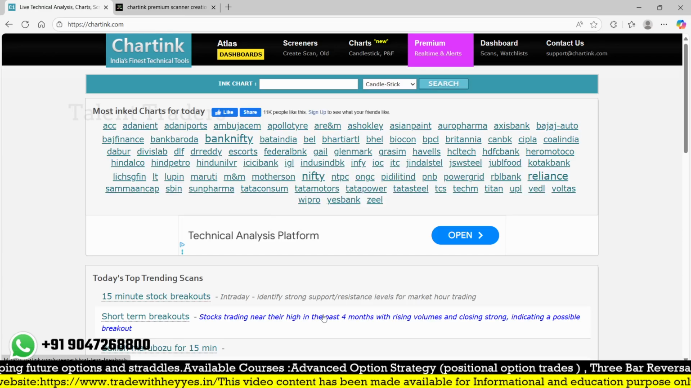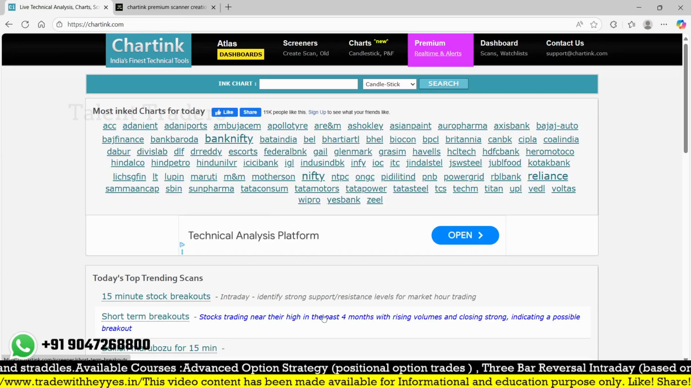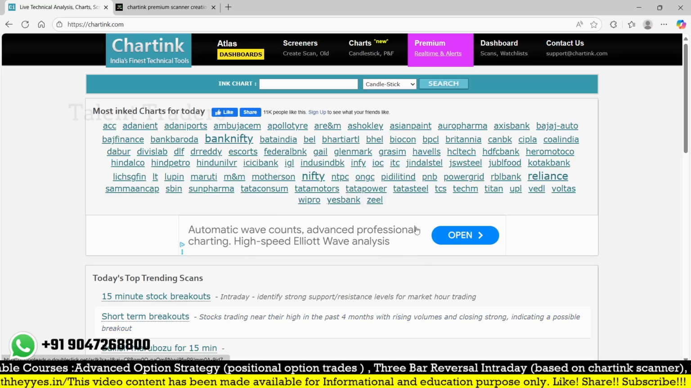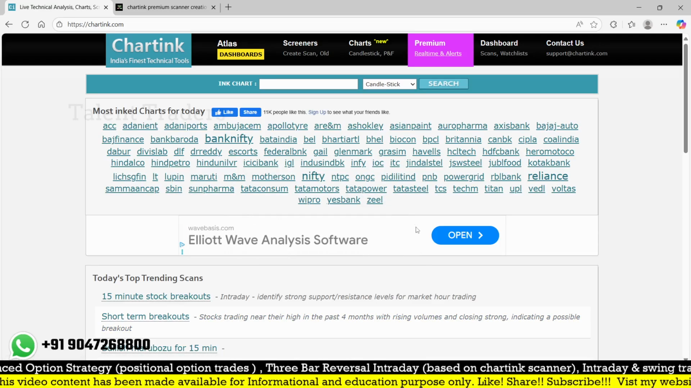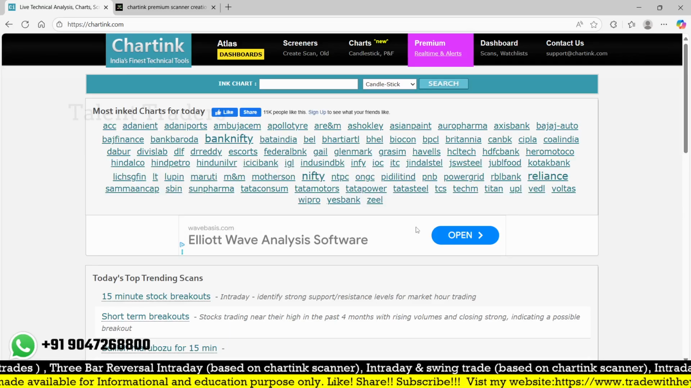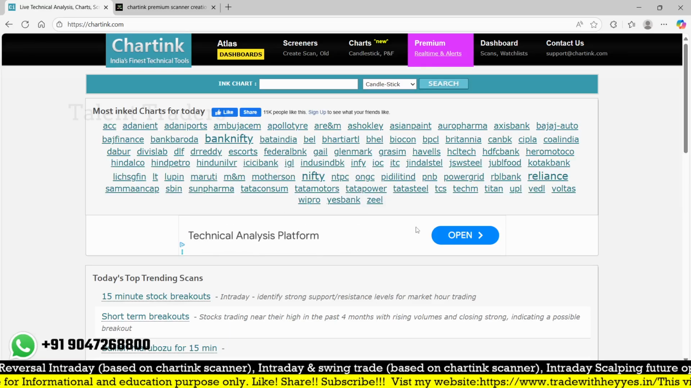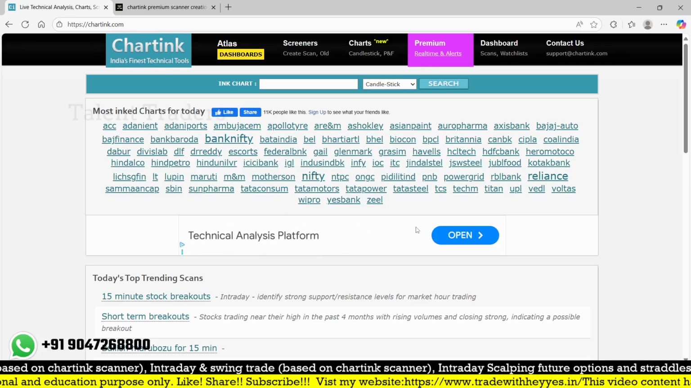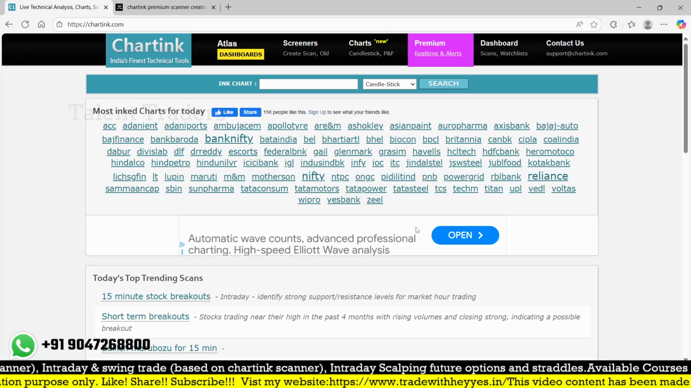What is meant by repaintable scanners? You need to understand that a scanner works based on a logic. If at some point of time the logic is not met by a stock, or is broken by the stock, it would be removed from the list. That is called a repaint.